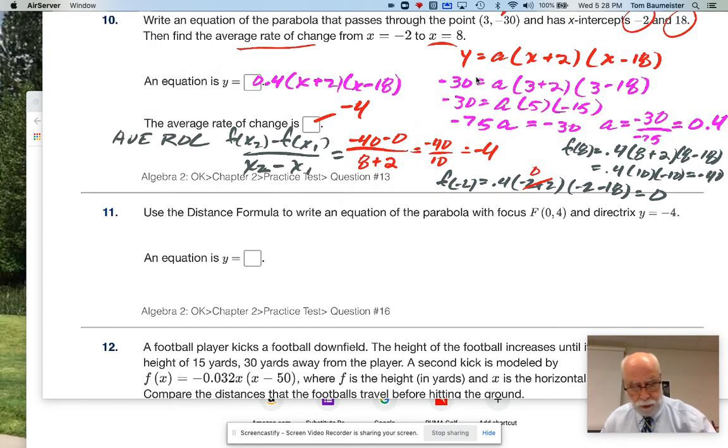All right. Number 11, I told you again, don't worry about using the distance formula. On this, it says write an equation of the parabola with focus of 4. So again, that's going to be your focus of a parabola. This one here is at the origin. So you are going to say that is 0 and p. So your p is equal to 4.